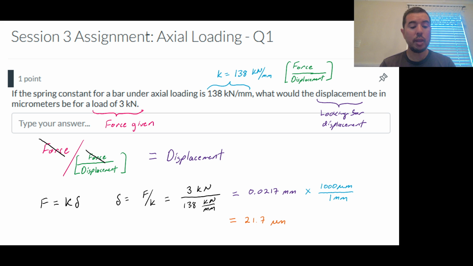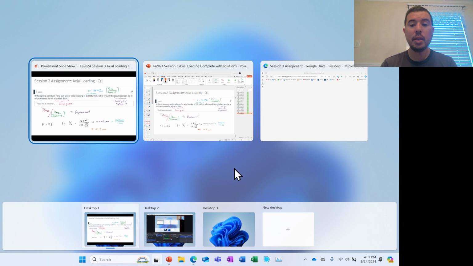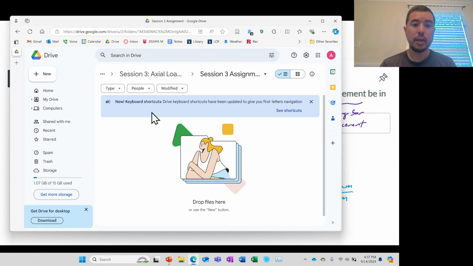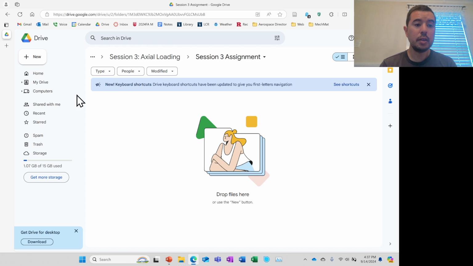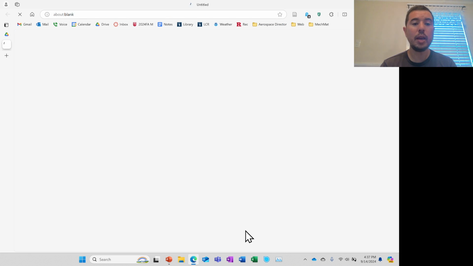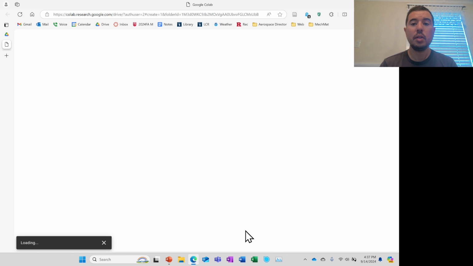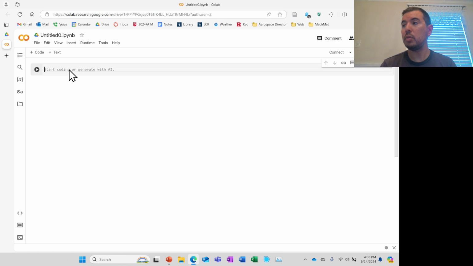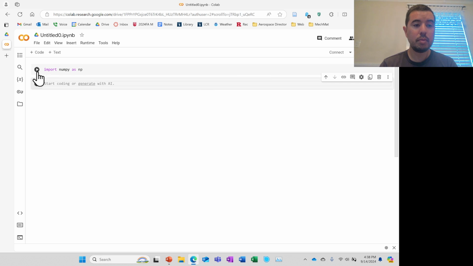You can stop here if you like, but once again, I thought maybe I'll just show us how to do it in Python. So here we are in Google Drive. We're going to create a Colab, and the first thing we'll do when it comes up is import numpy as np, and then, out of habit, go ahead and write another one.